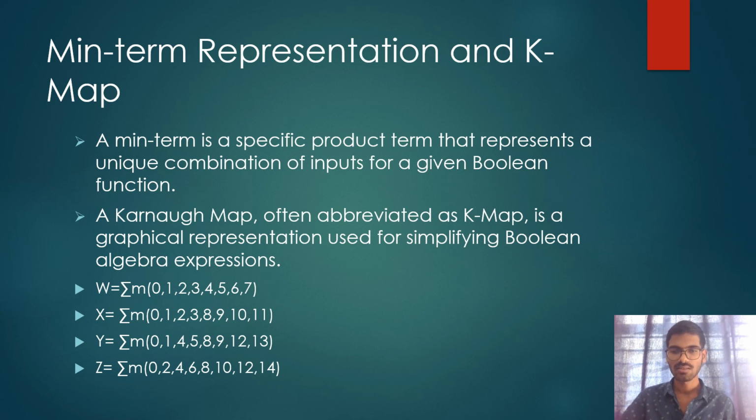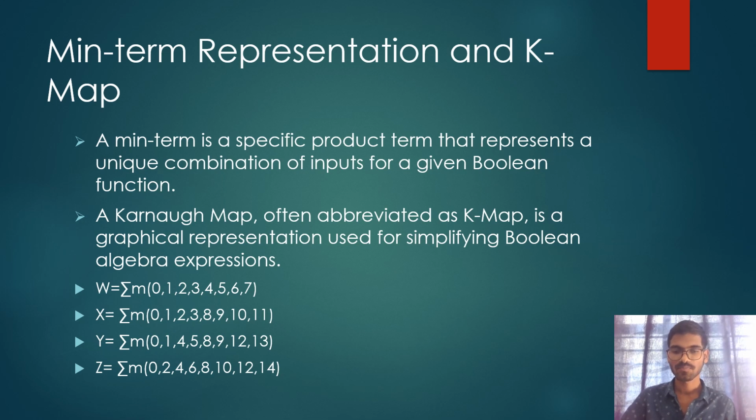So we get the minterm product representation. Let us see here. W is equal to sigma m of 0, 1, 2, 3, 4, 5, 6, 7. In the last slide we saw where we get the output as 1. Here we print them as minterms. We got 0, 1, 2, 3, 4, 5, 6, 7. In all these places we got the output as 1. So we are writing W equal to sigma m of 0, 1, 2, 3, 4, 5, 6, 7.